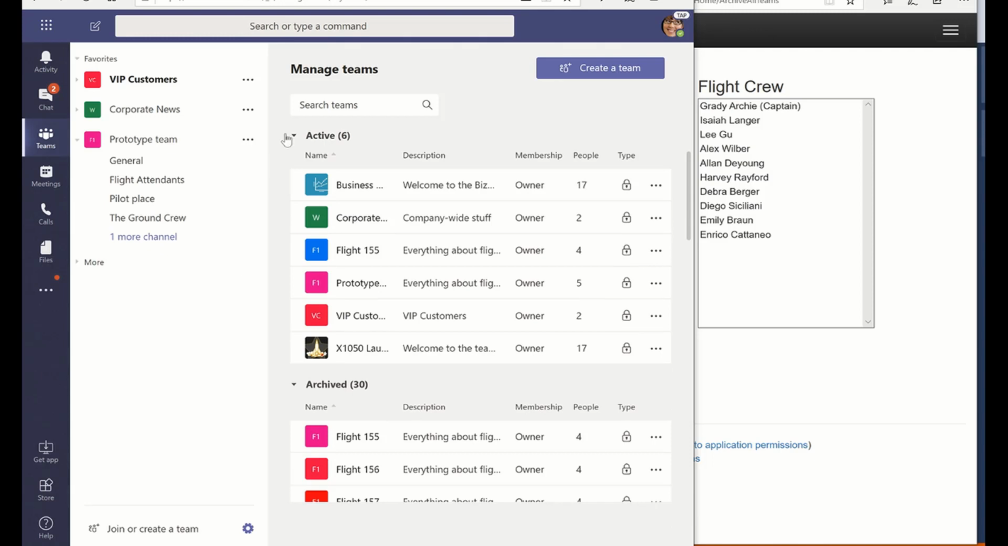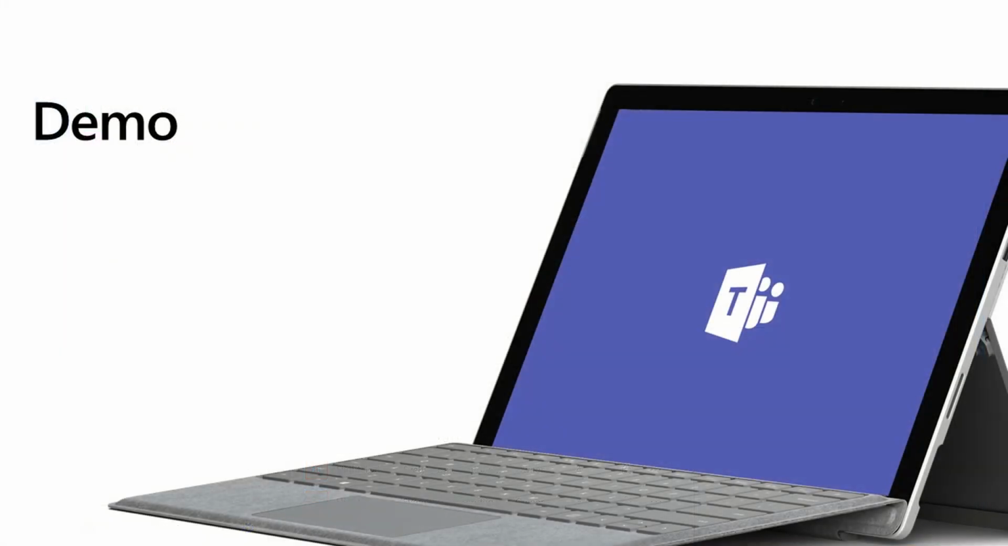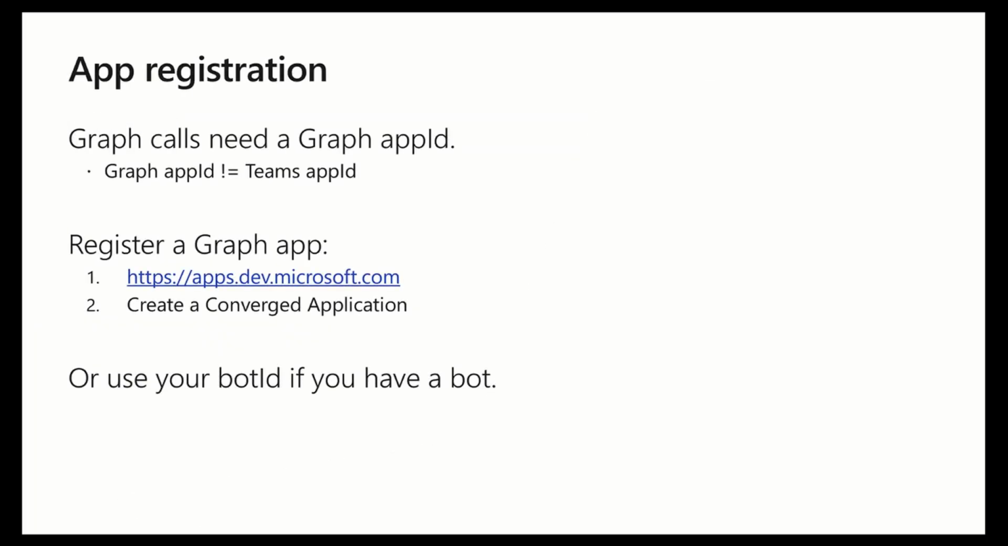All right. So that's automating team life cycles in a nutshell. Now, let me cover a couple concepts I glossed over a little bit at the beginning. In order to call graph APIs, you need a graph app ID. Every graph call you make is going to include a token that has a graph app ID embedded in it. Your graph app ID is not the same thing as your team's app ID.